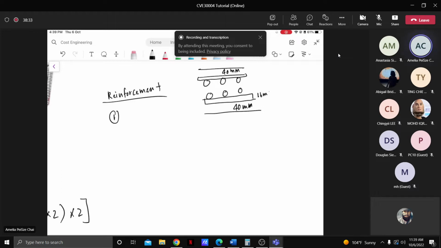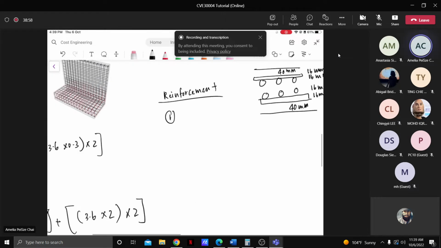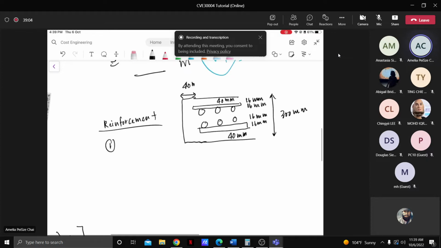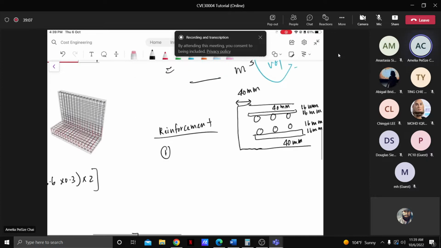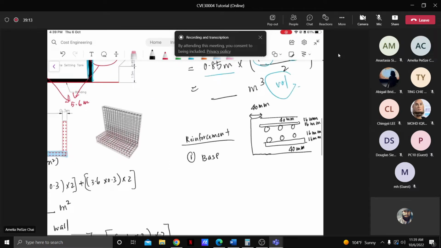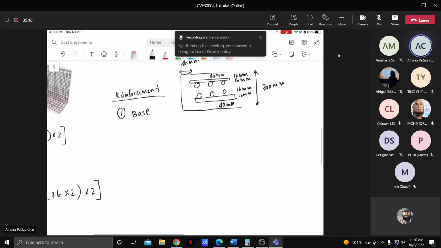This is your 16 mm bar. This is 16 mm bar, 16 mm bar, 16 mm bar. Then the whole layer is 300 mm, correct? Okay. So at the sides, we also need to consider the cover of 40 mm at both sides. The base. Okay, then reinforcement.